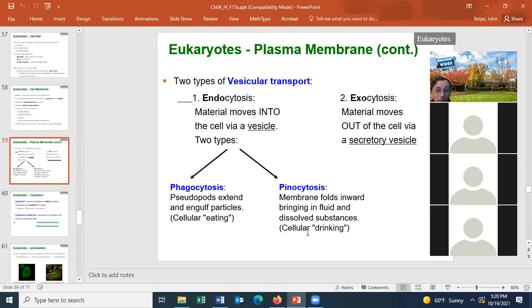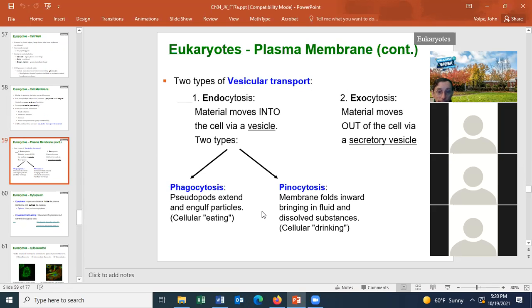But material can move into the cell by phagocytosis. That is where the cell literally engulfs the particle by pseudopods, and they call that cellular eating. The cell puts out pseudopods, which surround what it's eating, and then brings that into the cell in a vesicle.